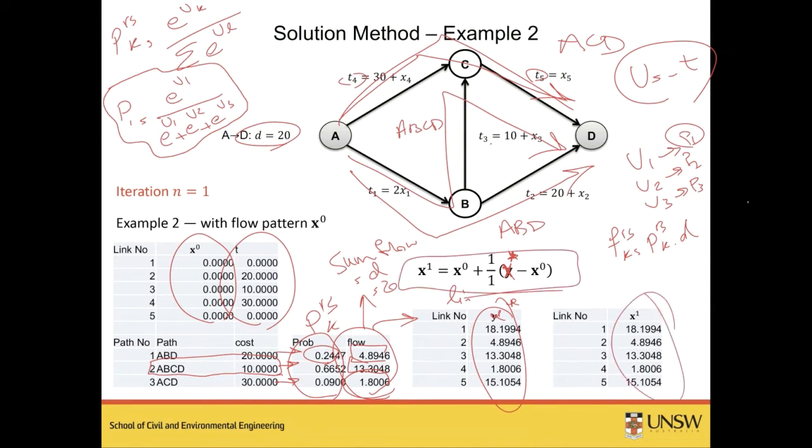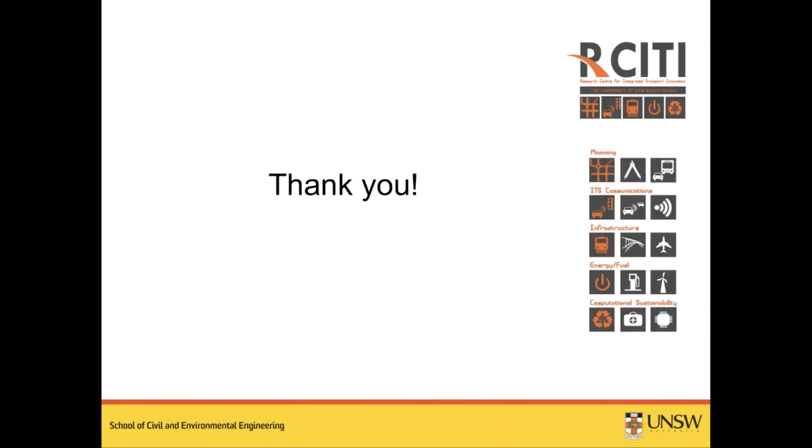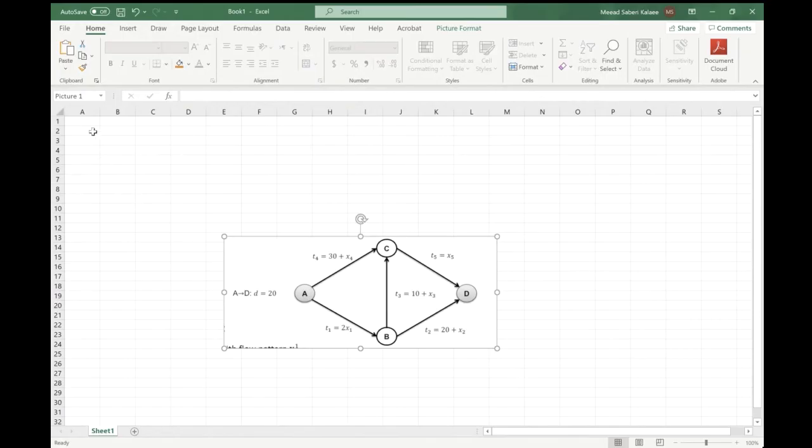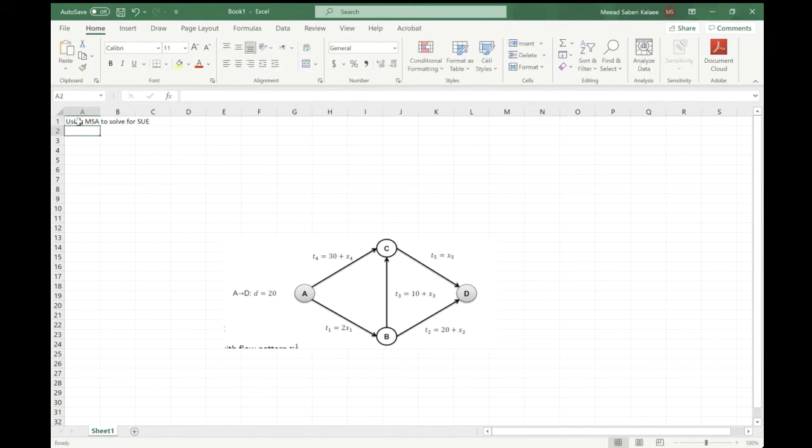This is iteration number 1. Obviously, the lambda value is equal to 1. So again, X star would be equal to X1. But in iteration 2, the lambda value would be 1 over 2. So we can calculate X2, X3, and so on and so forth. Okay? I have the rest here, but I want to do it in Excel if you all agree. This was the network. So we're going to apply MSA, using MSA to solve for SUE.